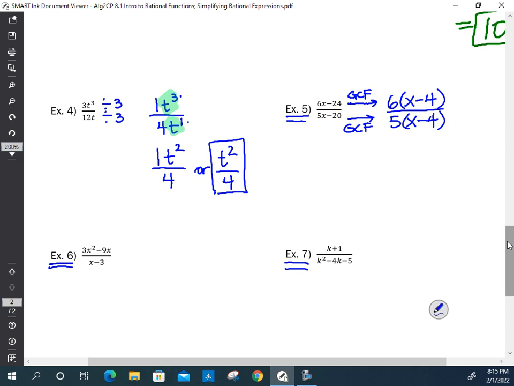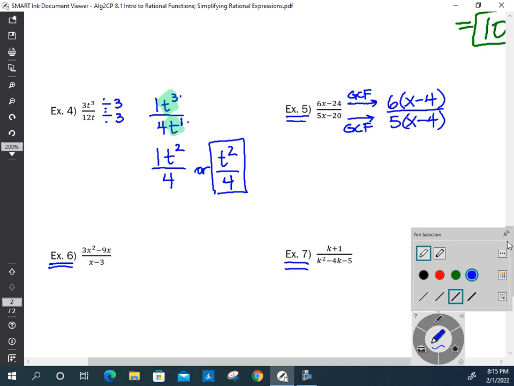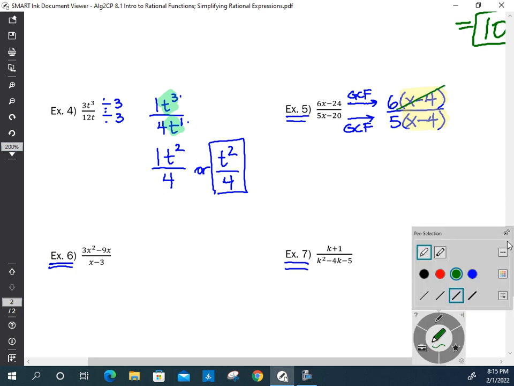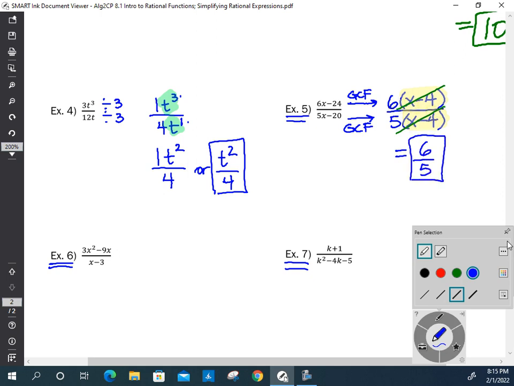So look at what the top and the bottom share. The top and the bottom share x minus 4. So since they share it, what do you get to do? You get to cancel them out because they share it. So your answer is 6 over 5.